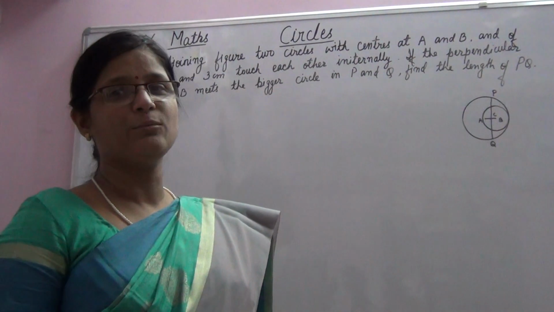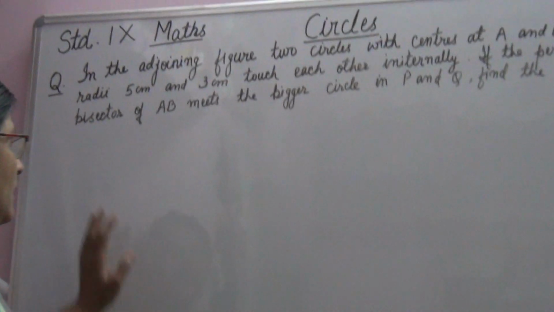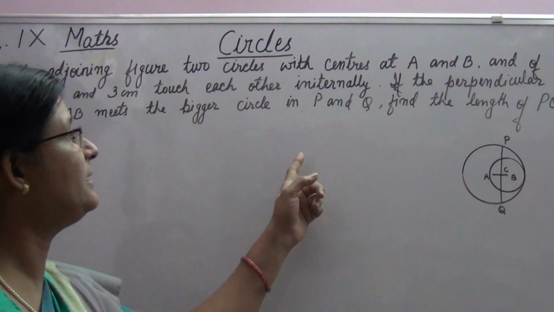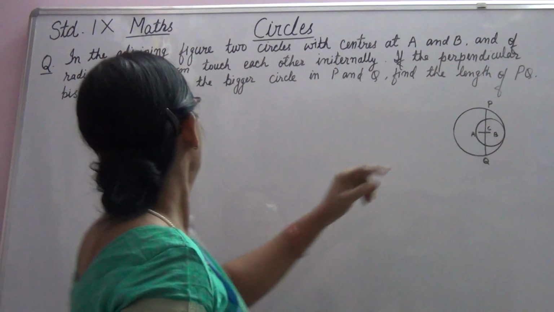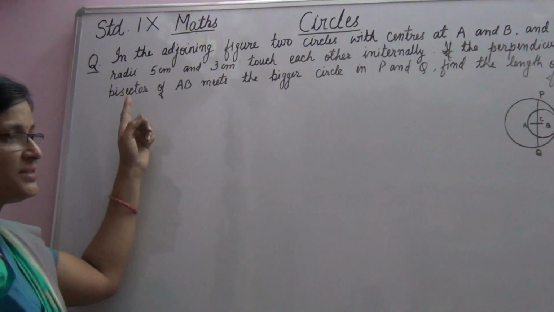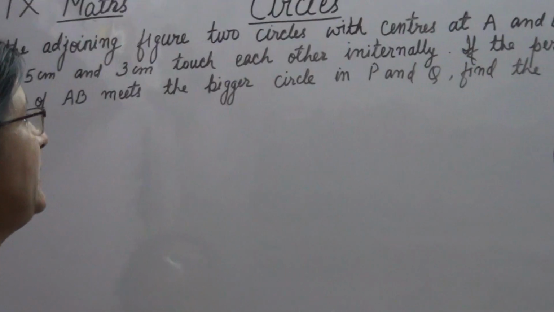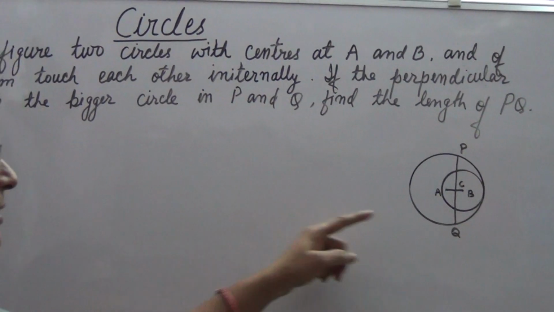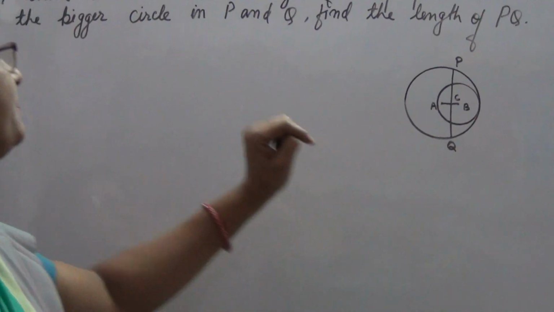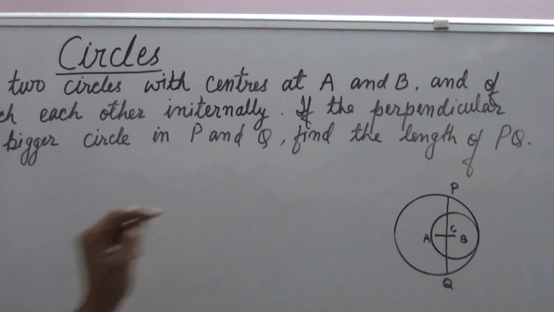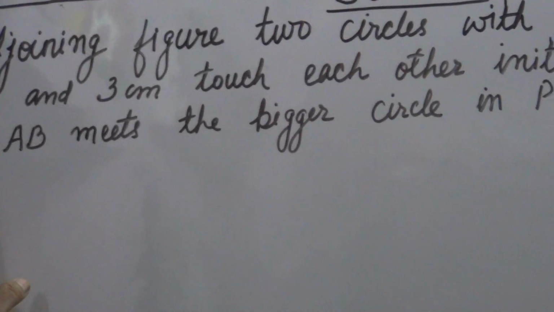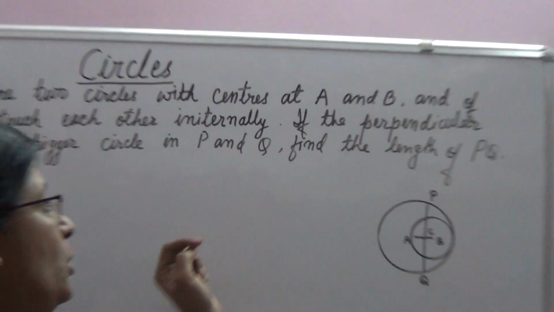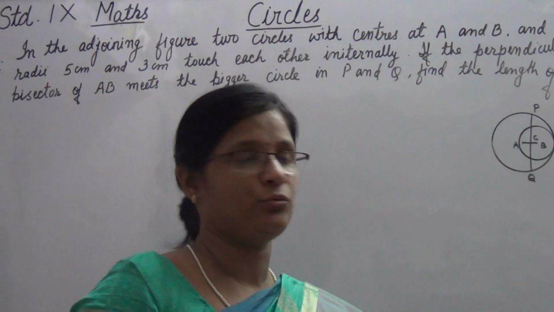Let us move to one more sum. In the adjoining figure, two circles with center A and B and of radii 5 cm and 3 cm touch each other internally. Here we can see the two circles. If the perpendicular bisector of AB meets the bigger circle in P and Q, find the length of PQ.